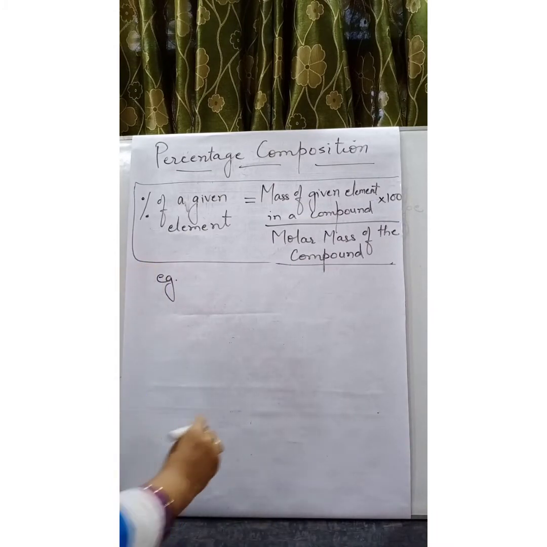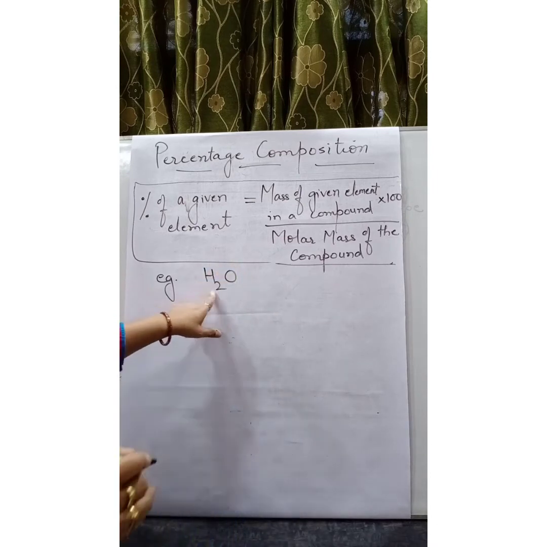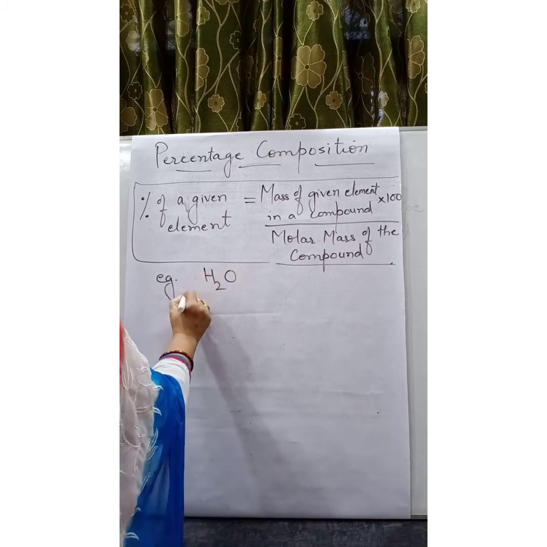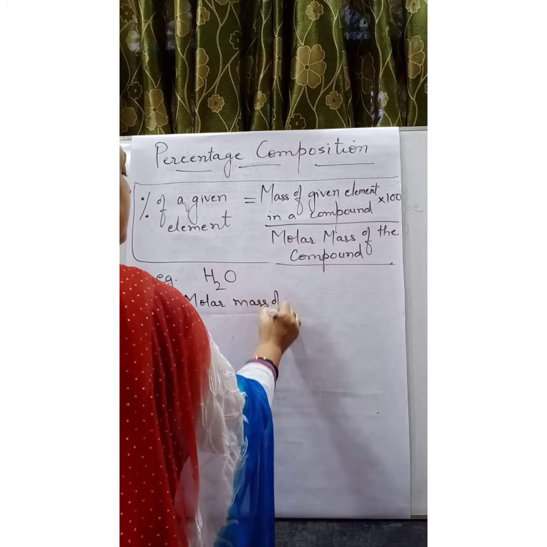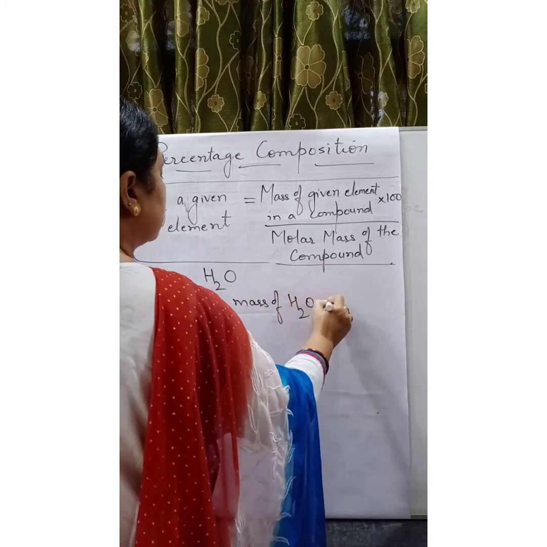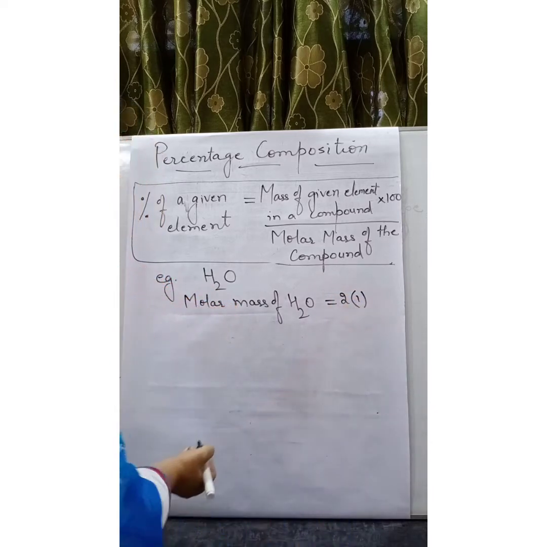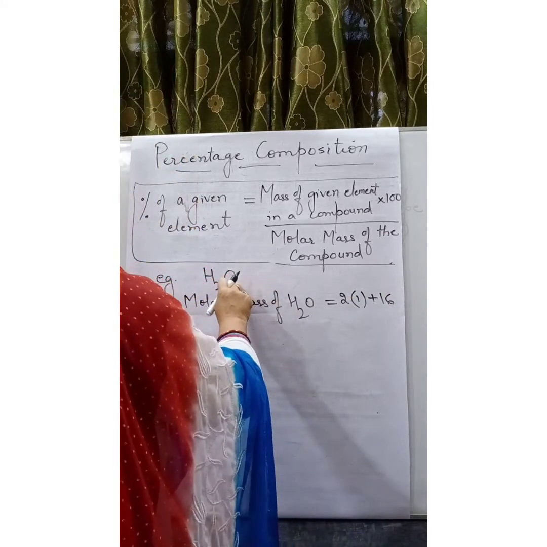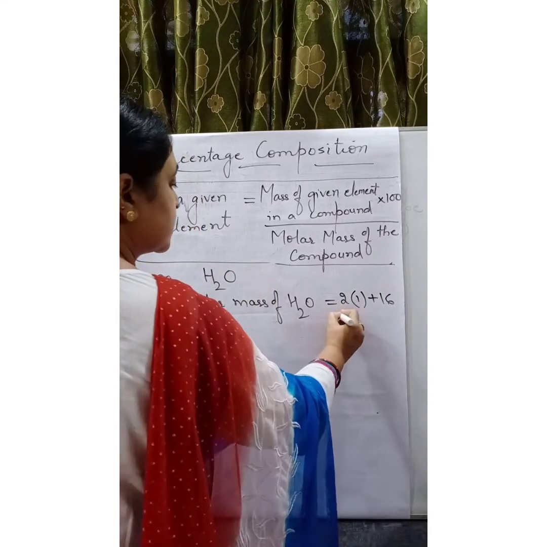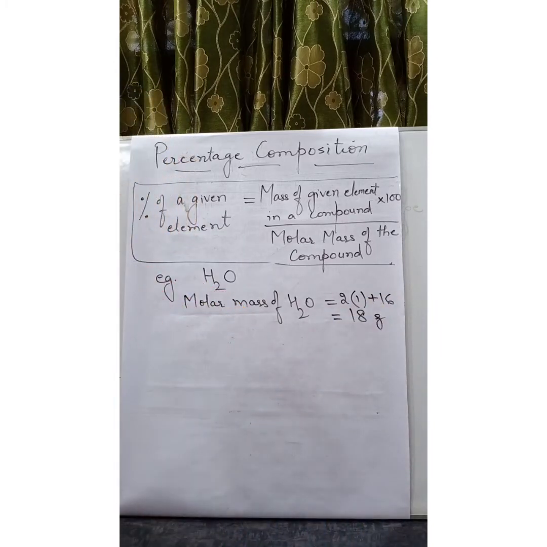For example, if I want to find out the percentage of hydrogen and oxygen present in water, first of all I will calculate the molar mass of water. Molar mass of water is equal to, there are two atoms of hydrogen and each has atomic mass 1, so 2 into 1, plus 16, the atomic mass of oxygen, and we have 1 atom of oxygen. So this is 18 grams, or 18 u, you can say.